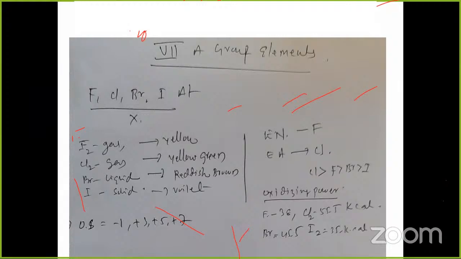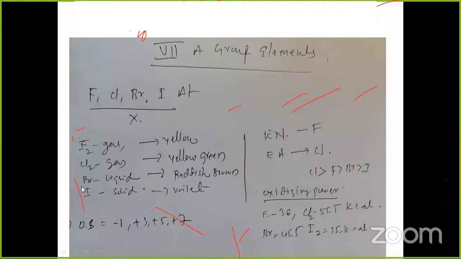The halogens, 4 elements are there: fluorine, chlorine, bromine, iodine, and the last one astatine. It is not a halogen but belongs to the 7th A group. So you see the properties. Fluorine is a gas exhibiting yellow color. Chlorine is also a gas, yellow green color, and bromine is a liquid exhibiting reddish brown color. Iodine is a solid exhibiting violet color.